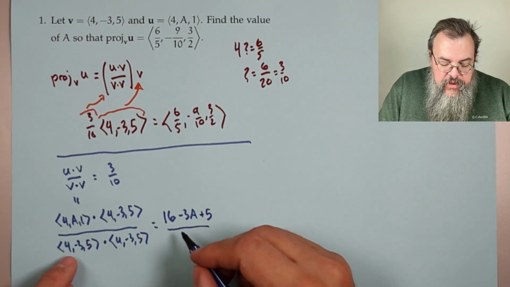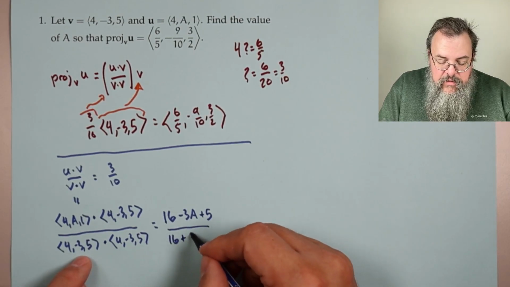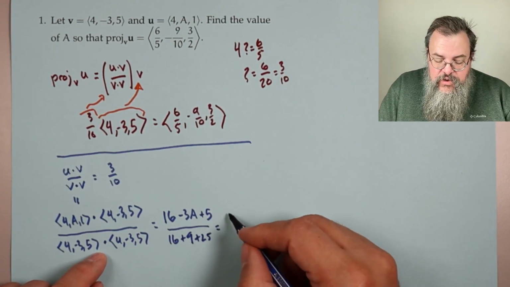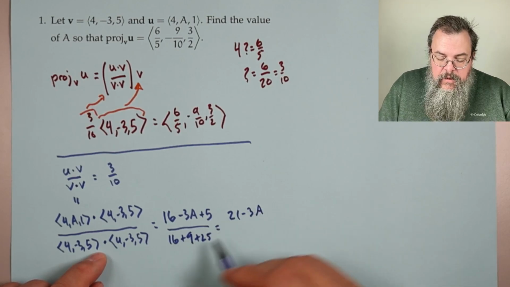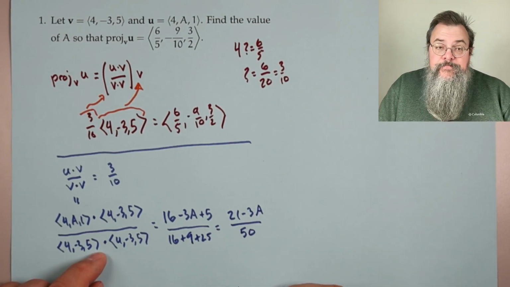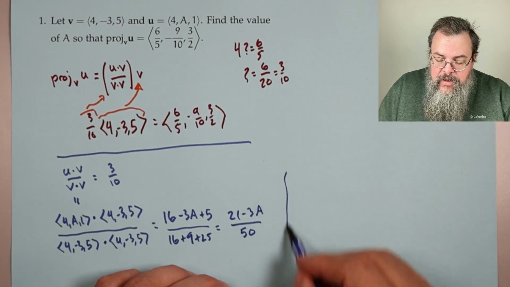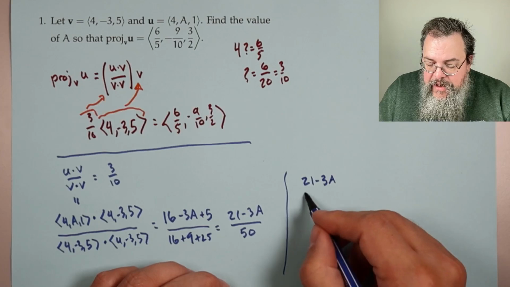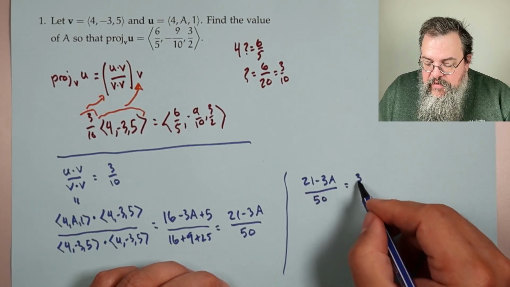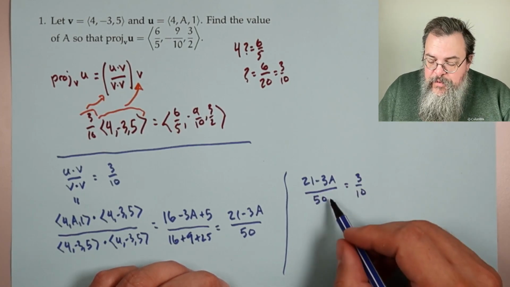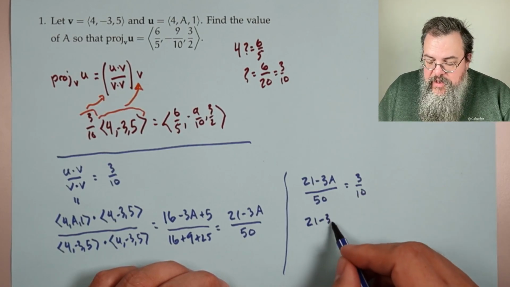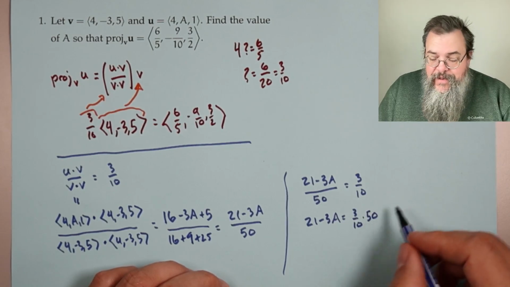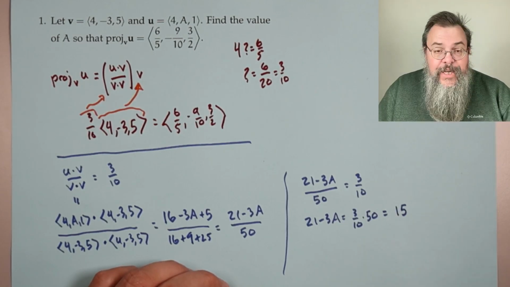Downstairs, we'd have 16 plus 9, because the square of negative 3 is positive 9, plus 25. All right, that's 21 minus 3a downstairs is 50. Okay, so we're getting closer, almost there. 21 minus 3a divided by 50 is the same as 3 over 10. Well, let's move that 50 across. 21 minus 3a is 3 over 10 times 50, and 10 goes into 50, which leaves us with 3 times 5, which is 15.